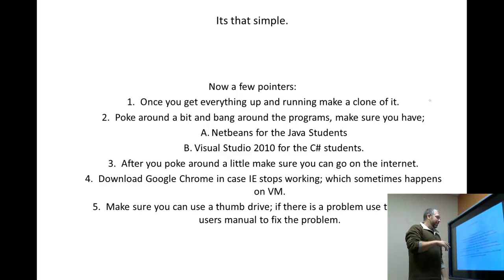A few pointers now. Once you get everything up and running, make a clone of it. So let's hang off on that clone. Poke around a bit, bang around in the programs, make sure you have NetBeans, make sure you have Visual Studio, whichever one you need. Make sure that you download Google Chrome. Internet Explorer, like I said, it stops working sometimes, so download Chrome or Firefox, a secondary browser that you'll need. Make sure you can connect to the internet, make sure that your USB is working fine. Once all that is good to go, close it out, make a copy of that VMDK, and paste it somewhere.